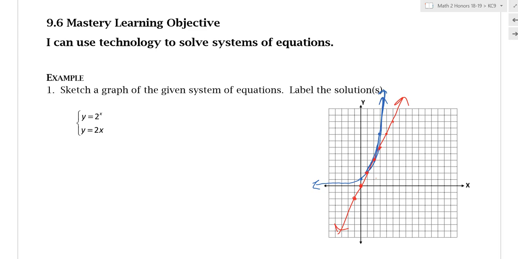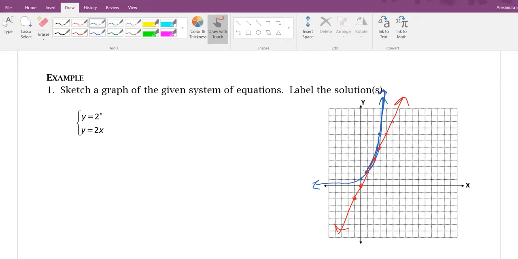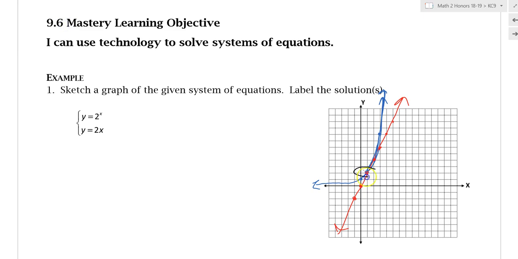So when we're looking for our answers, we're literally looking for the spot where we drew the same point. Okay, so I have one point where we put them exactly on the same place at 1, 2. And the other one, we put them on the same exact place at 2, 4.